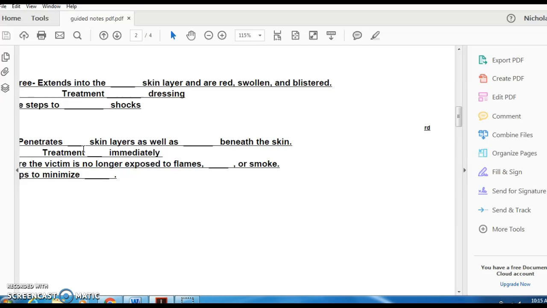Once again, cool water, third degree. We're going to want to cover any sort of burns in general. We're going to want to cover up with some sort of dressing, so the skin is no longer exposed. There's always the chance of bacteria entering the burns, things like that. So that is my lecture on first aid and safety.